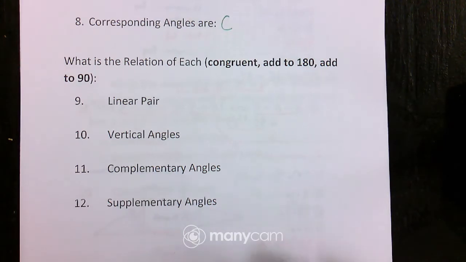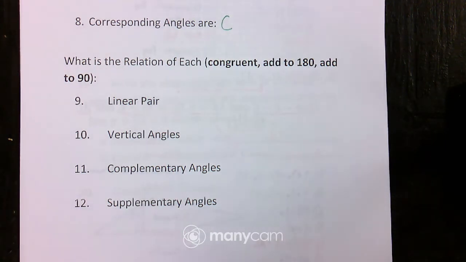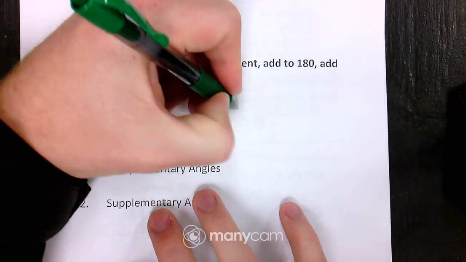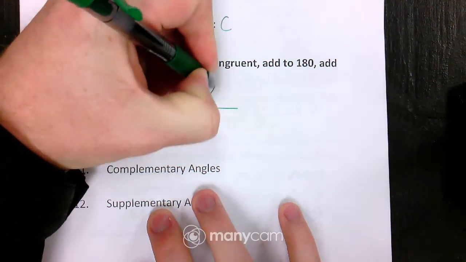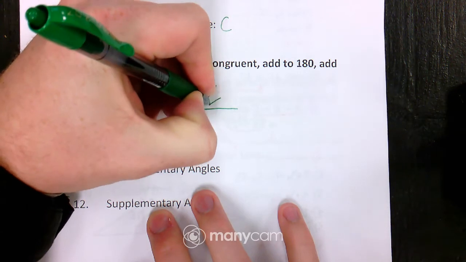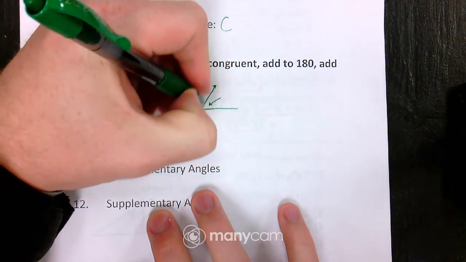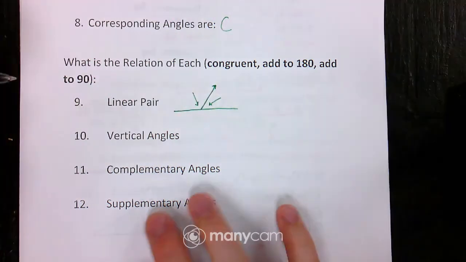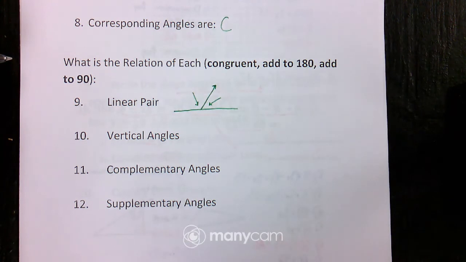Alright, some more basic definitions. What is a linear pair? Right, it's two angles that are joined. They have a common line or ray that they share. What does that mean? What is a linear pair? Congruent, add to 180 or add to 90?